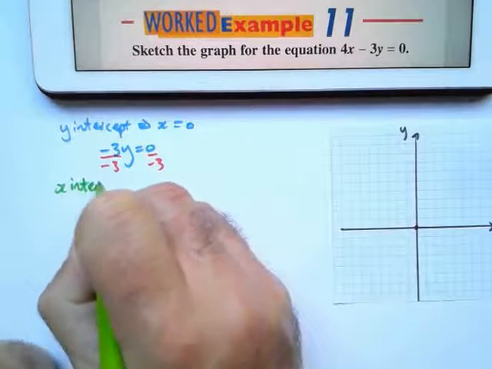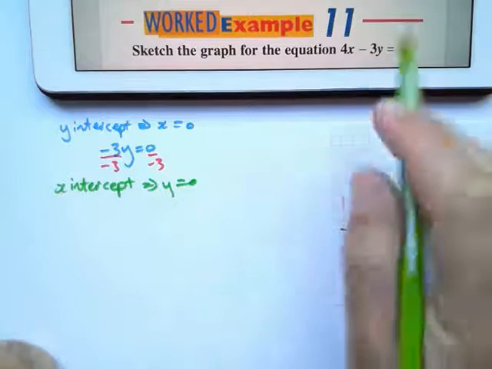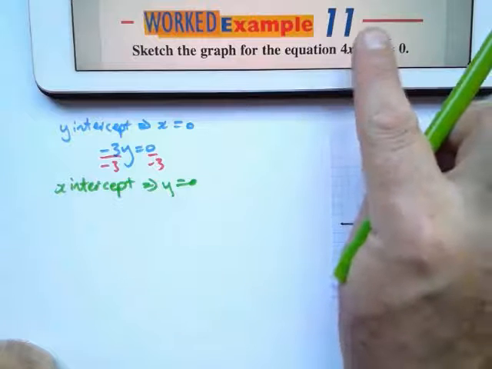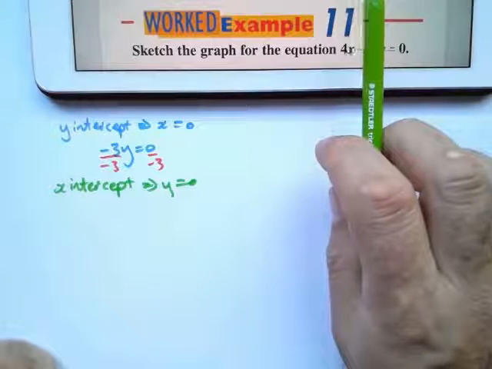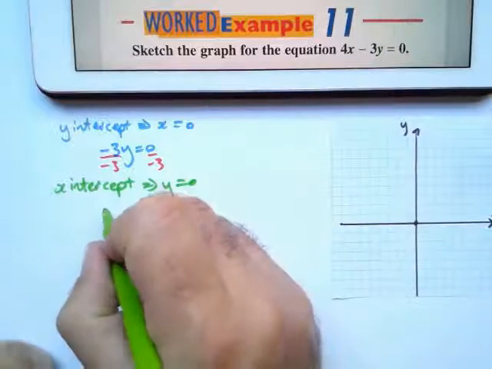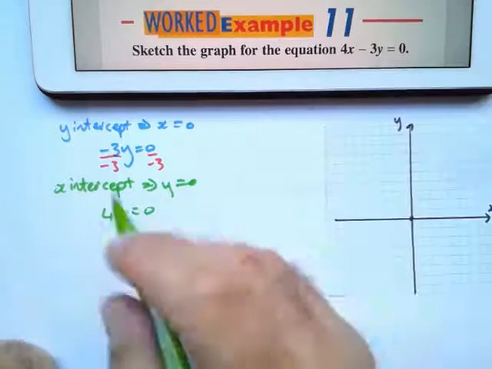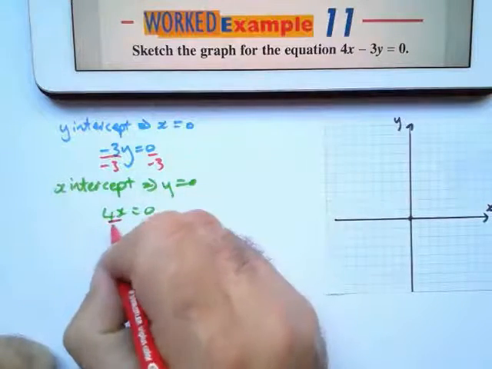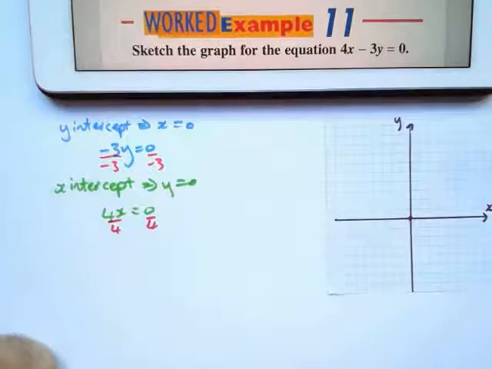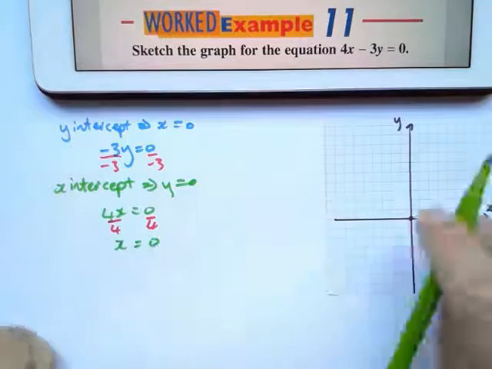X-intercept. X-intercept is where y equals 0. So if y is 0, then this falls away. So that is 0. So my answer is 4x equals 0. If that is 0, divide by 4 on both sides. Therefore, x equals 0.